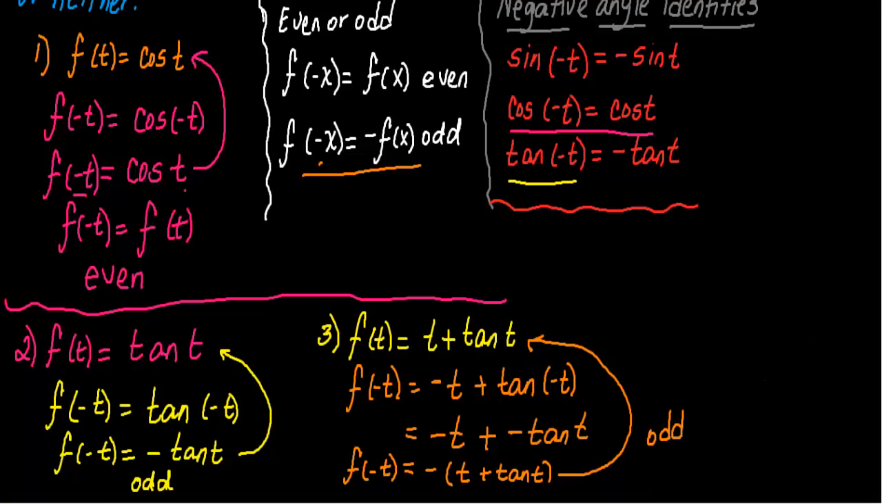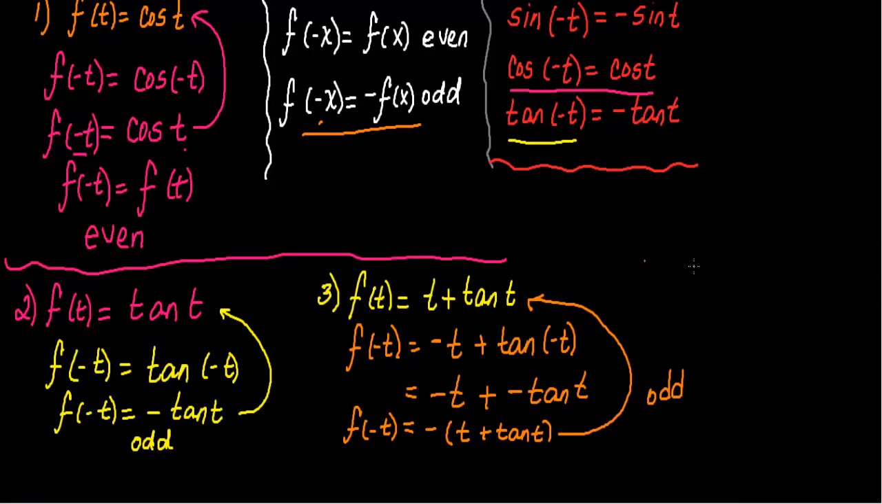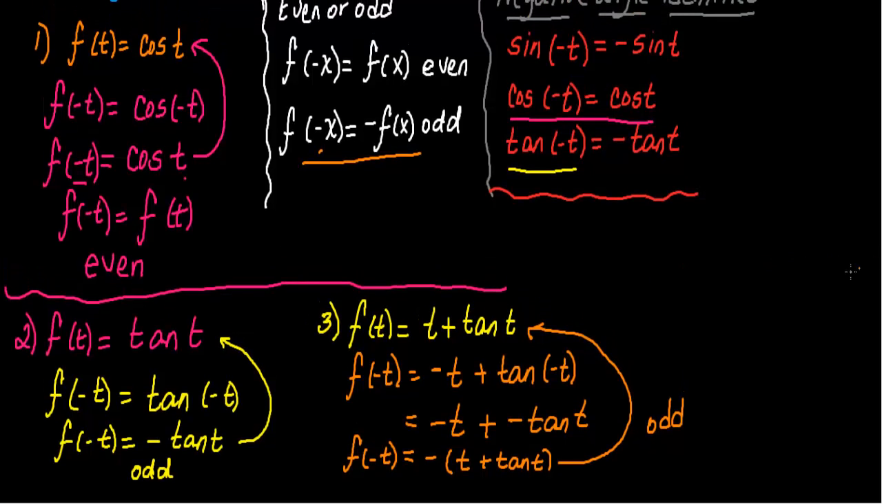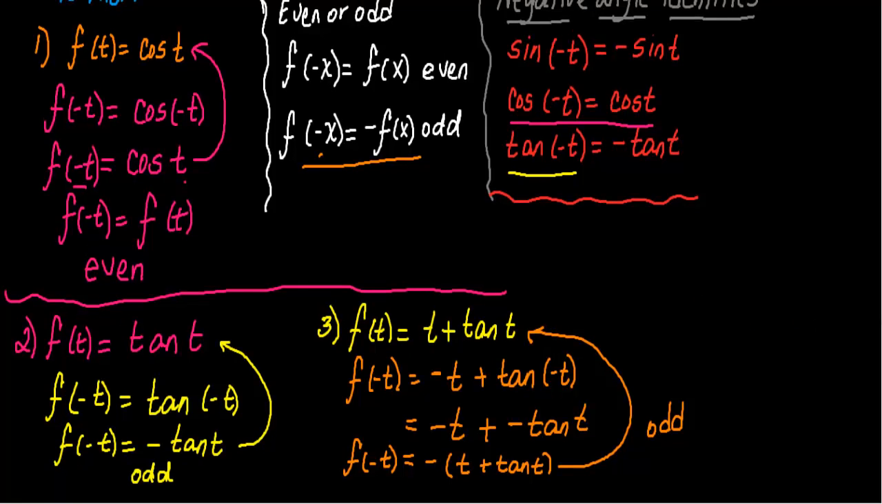Okay? Now, when none of these two things happen, then we say it's neither even nor odd. I hope this example helps you understand how to evaluate and figure out if a function is even or odd. And if you don't, go back, hit pause, you can rewind, you can always watch again, okay? I'll see you in the next video.